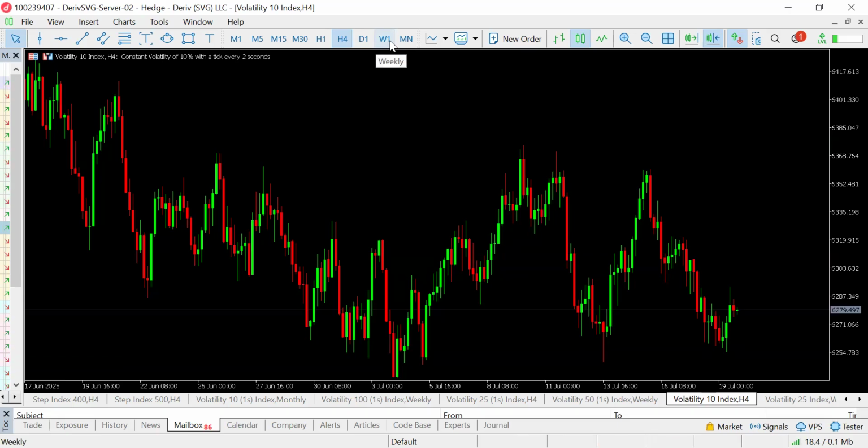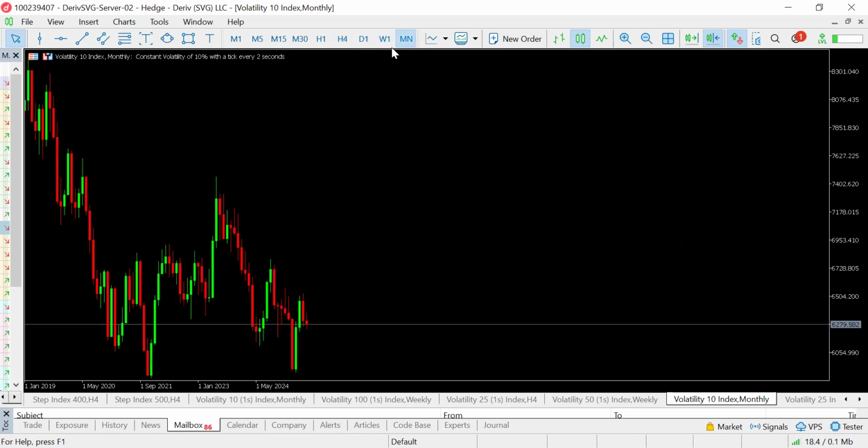So also for those that have been following this channel, you know I like starting my analysis from the higher time frame. The higher time frame could be the monthly or the weekly time frame. I'll be starting today's analysis from the monthly time frame just to get a grasp of the general direction of the market, and then we can scale down to the lower time frames.